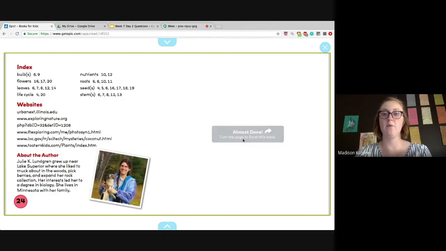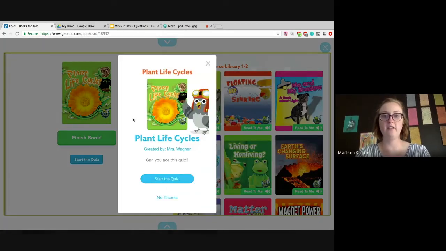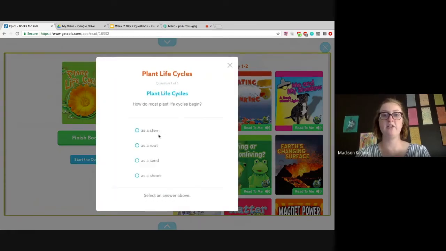So it says almost done, turn the page to finish the book. So you keep going one more page and then don't click this one yet. Click the blue button that says start the quiz. So when you click that, it will bring you here and then you'll click start the quiz and it will bring you to your first question. There's 5 questions and it will tell you if you got the right answer or not. So it will tell you if you're really understanding the text that we've read today.